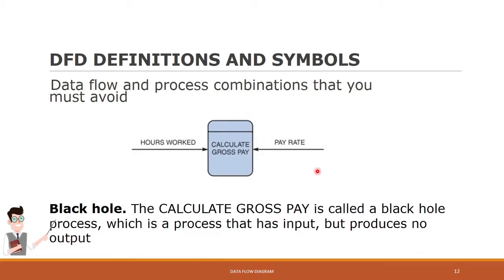Next is the black hole. The calculate gross pay process is called a black hole process, which is a process that has input only but produces no output. As you can see here in this example, there are only input data flows, no output data flows.